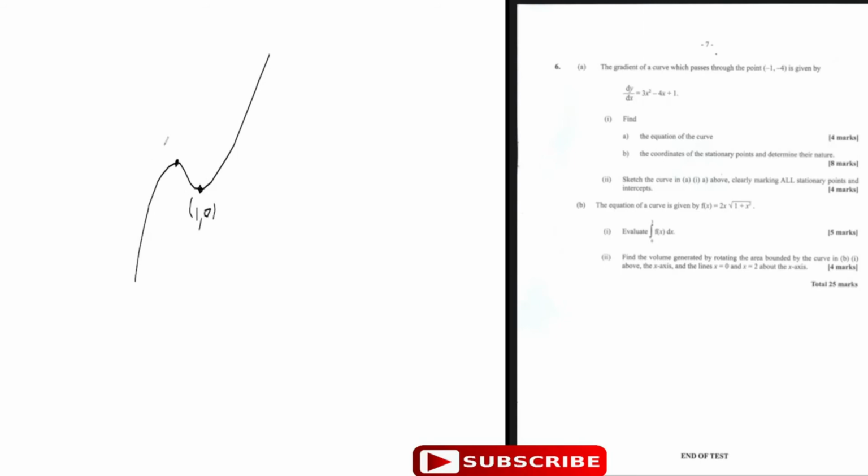And this is the point (1/3, 4/27). I think it was 4/27. I like to do a freehand sketch first and then label the axis. All right, so now I can label the axis.